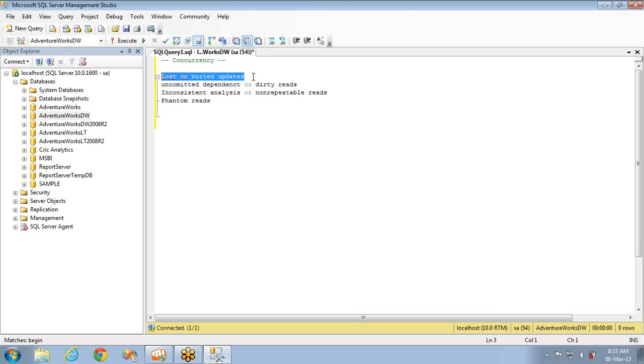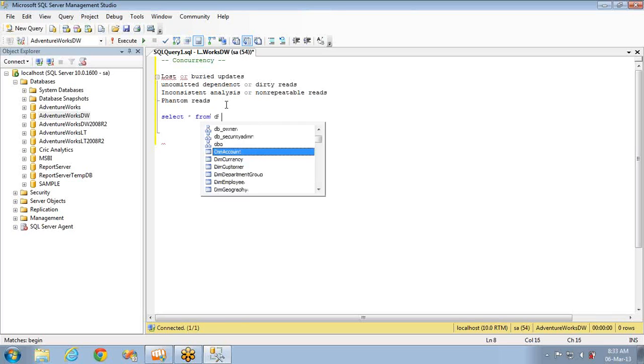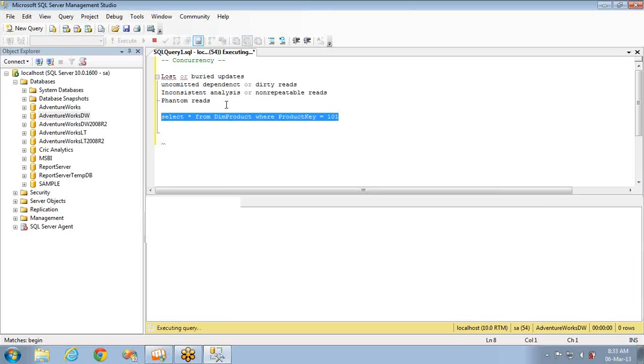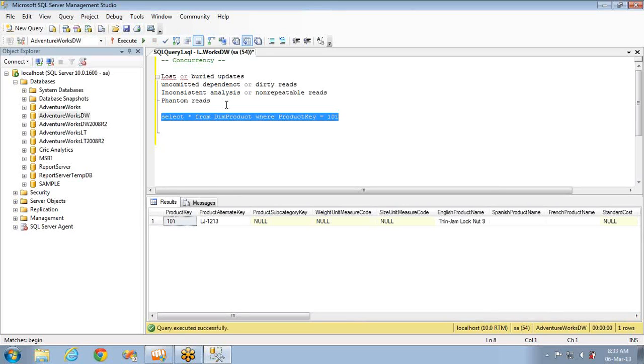Generally, these lost updates occur when 2 or more transactions select the same row and then update the row based on the value originally selected. For example, if I have two guys updating the same record, let me take one table: select star from dim product where product key is equal to 101. I don't know whether it is available or not. Let's see. Yeah, it is available.